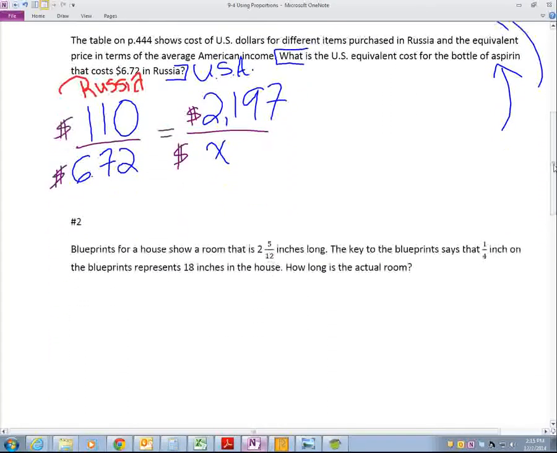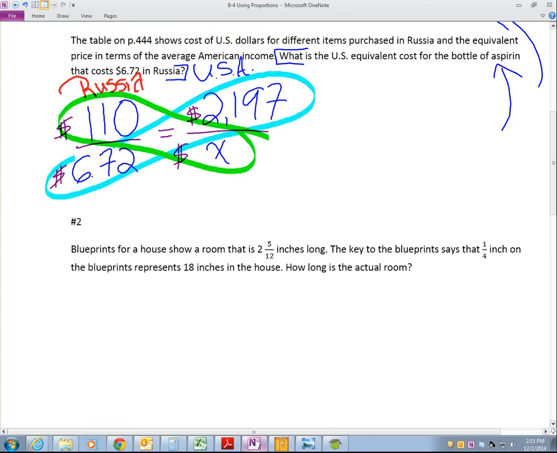So from that, I'm going to take x times 110. Then I'm going to take $2,197, multiply that by 6.72.